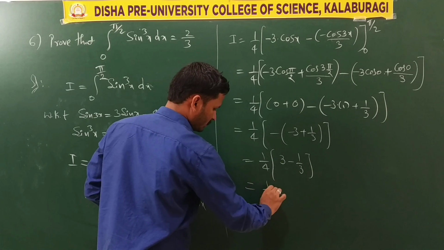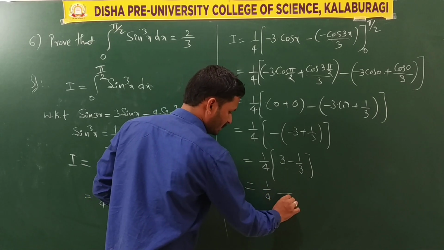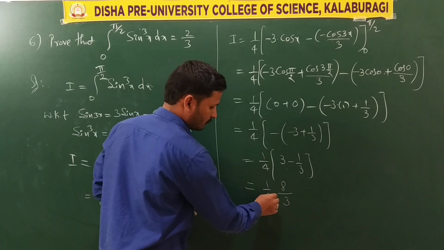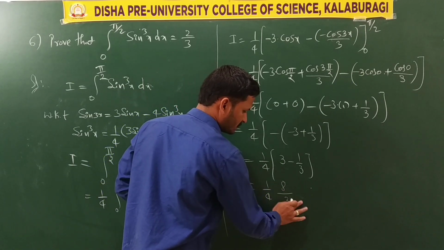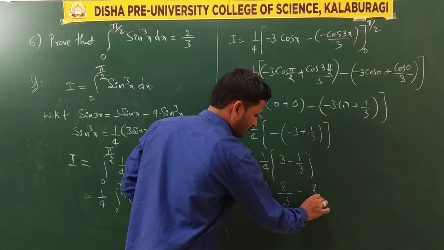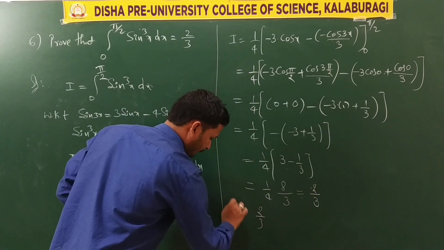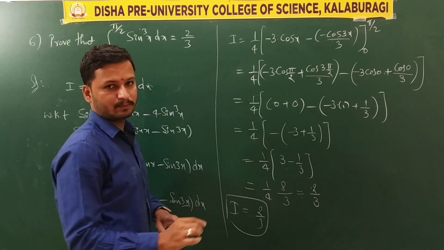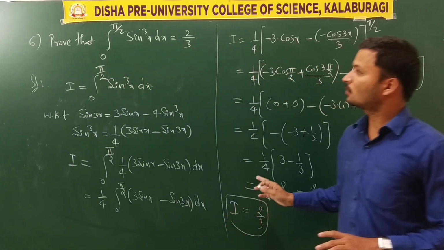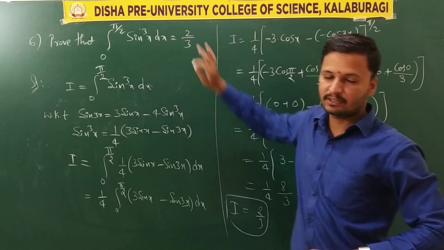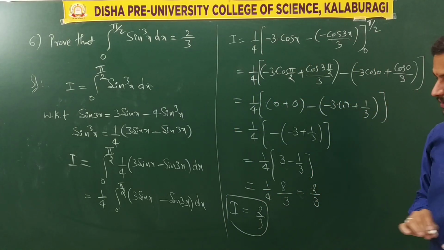So now 1 by 4 into, LCM is 3. So 3 3s are 9, 9 minus 1 is 8. So now 4 ones are 4, 4 2s are 8. So the answer is 2 by 3. So the integral I value is 2 by 3. Hence proved: integral from 0 to pi by 2 of sin cube x dx is equal to 2 by 3.